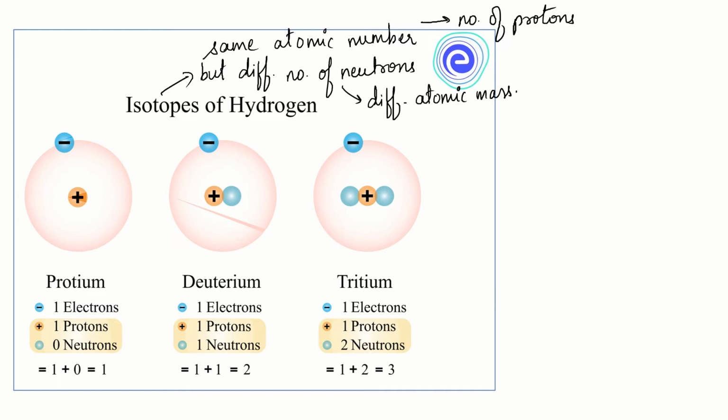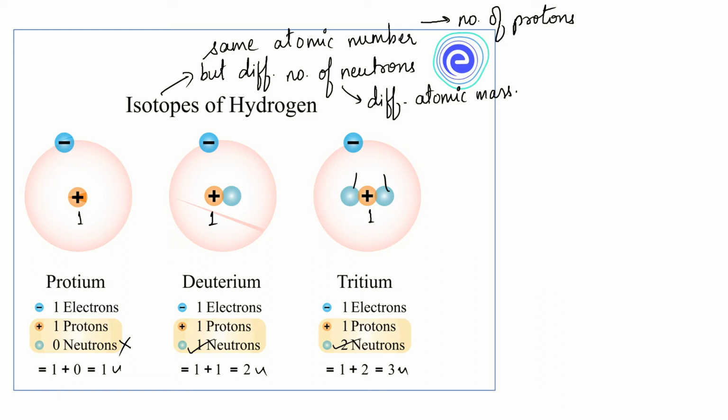Now if you come to tritium, you will see that there are two neutrons and one proton. So you see that the atomic number, the number of protons, is only one, but the number of neutrons is varying. Here there is no neutron, here there is one, and here there are two. If you look at the mass, it is 1 unified mass, 2 and 3 unified mass. So these are isotopes. These are of the same element.